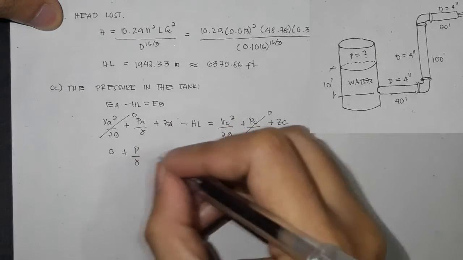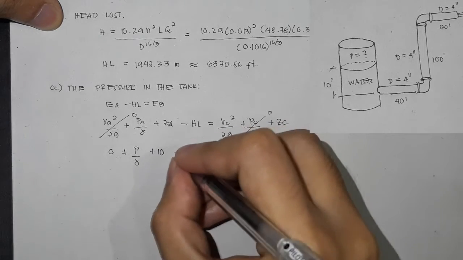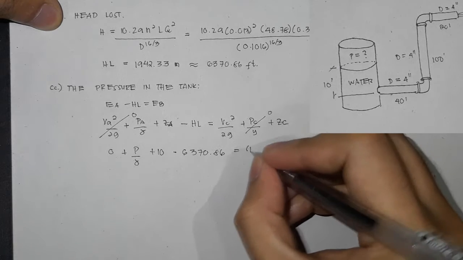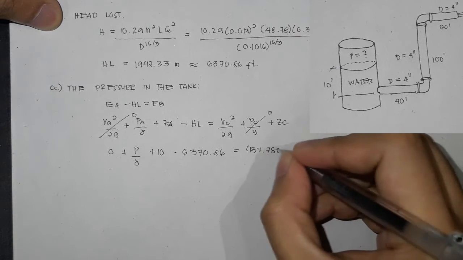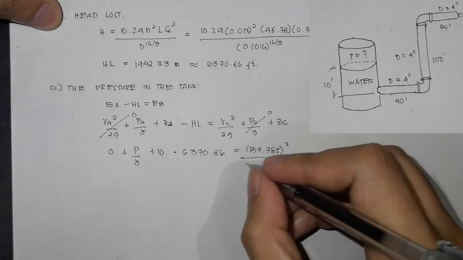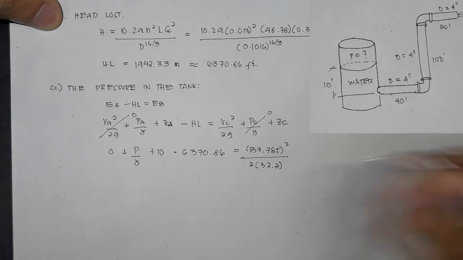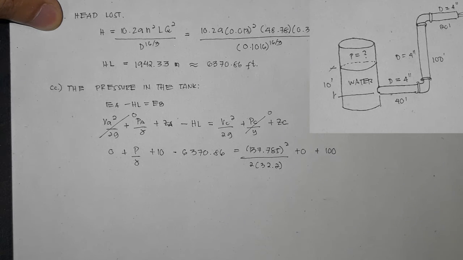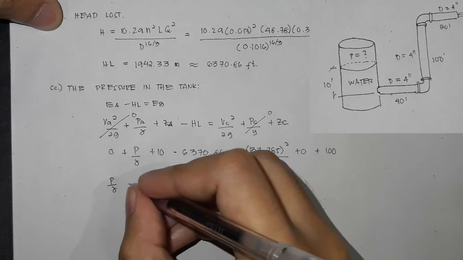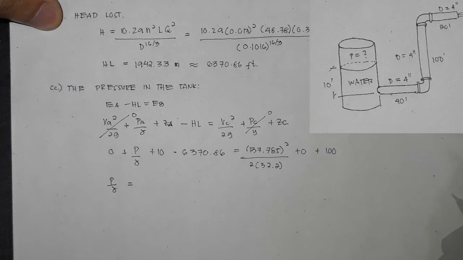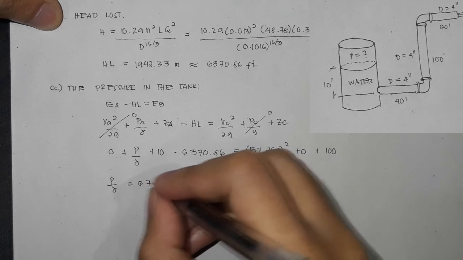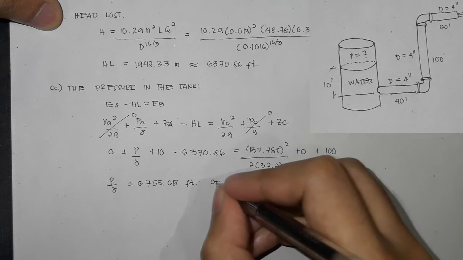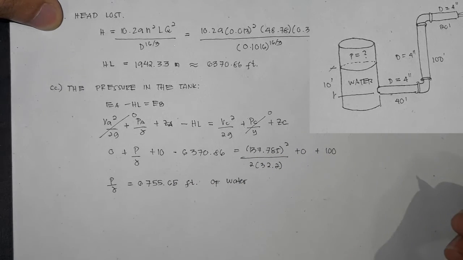It will be equal to 0 plus P over unit weight plus 10 minus 6,370.86 is equal to 137.785 squared over 2 times 32.2 plus 0 plus 100. Take note that the use of 32.2 is with regards to the English system of the gravitational force. Now you would get the pressure head of A, which would be equal to 6,755.65 feet of water.